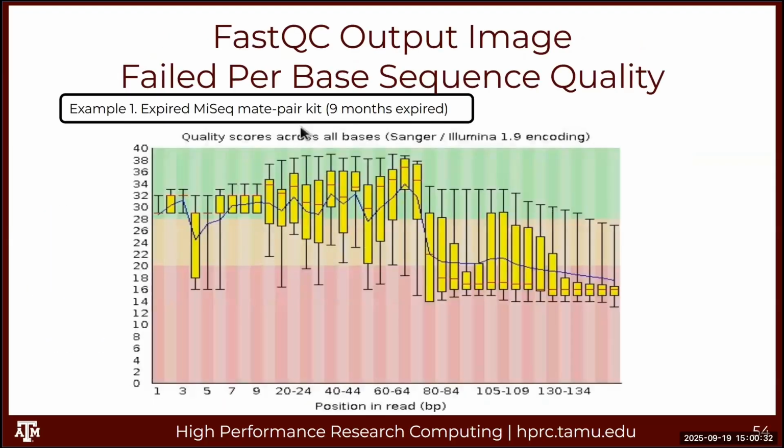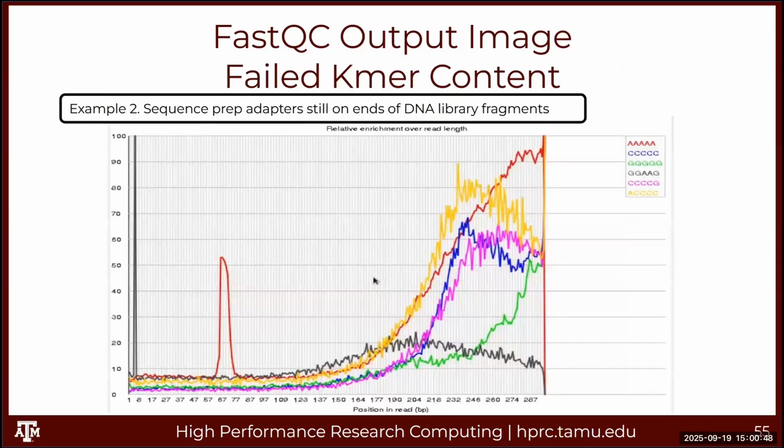Okay, what does a failed example look like? This looks bad. It's just a lot in the red, a lot in the orange. This is a sequence kit that expired. We ran it anyway, just to see what would happen. You probably won't get something like this from the sequence center.